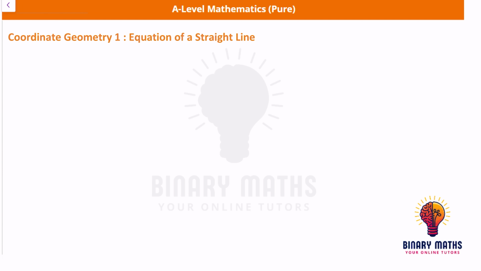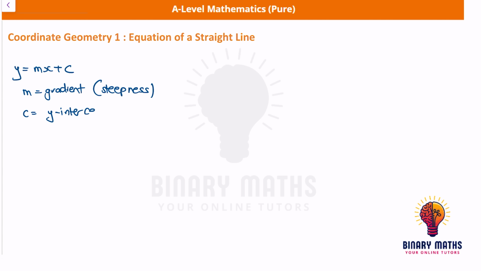First thing I'll do is go through all the formulae that you need for this topic. So straight lines are of the form y equals mx plus c, where m is the gradient of a straight line, which measures the steepness of a line, and c is equal to the y-intercept. So this is the first formula that you need to know.